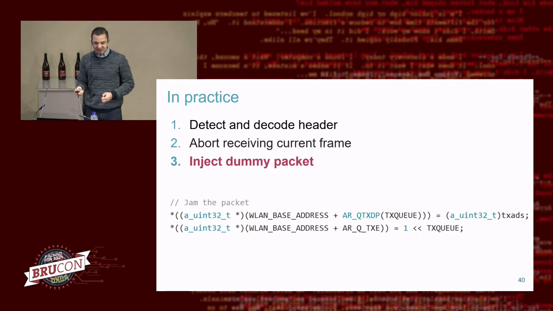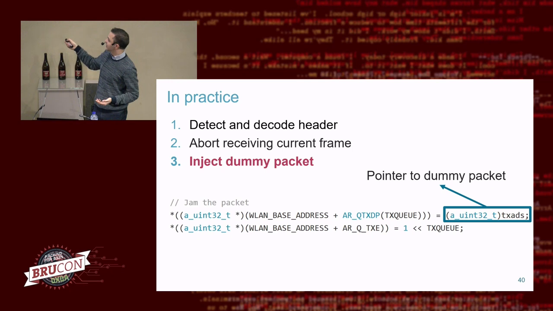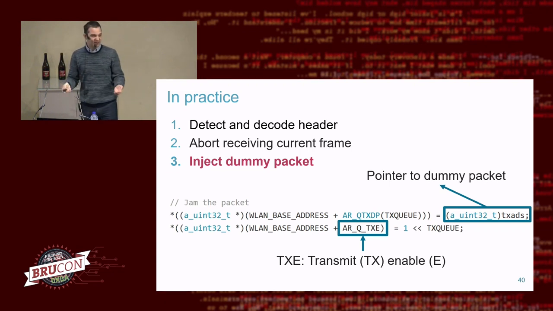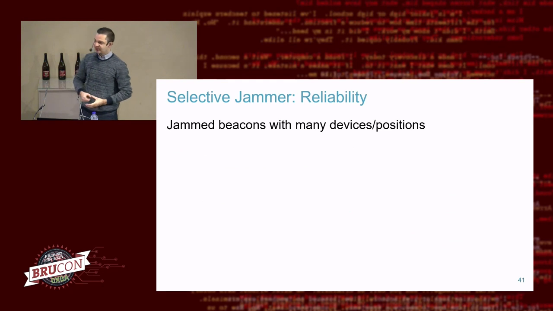Then the last step is we need to inject this dummy packet into the air. And again, that's quite straightforward. I mean, you need to read the documentation well to find out these memory registers, but to inject the packet is quite straightforward. You first give the radio chip a pointer to the packet you want to transmit, and then you set a bit in the TXE register, which stands for transmit enable, which, as the name implies, will cause your packet to be transmitted. And that's it.